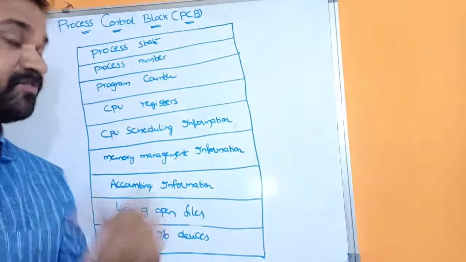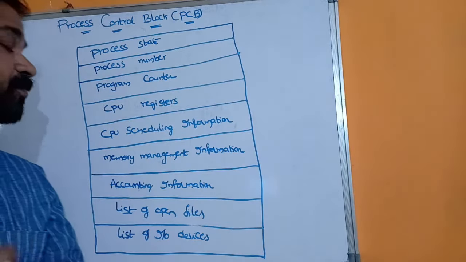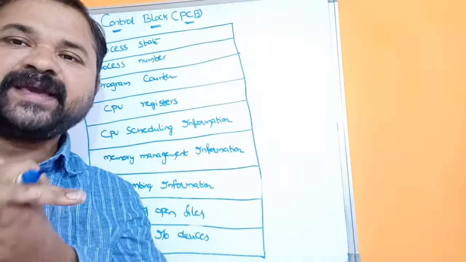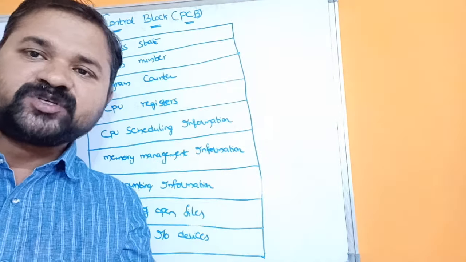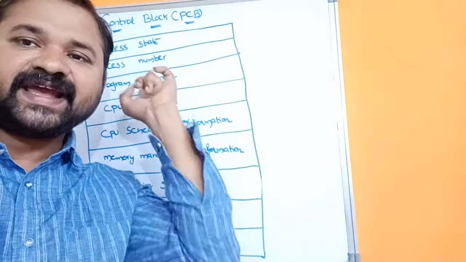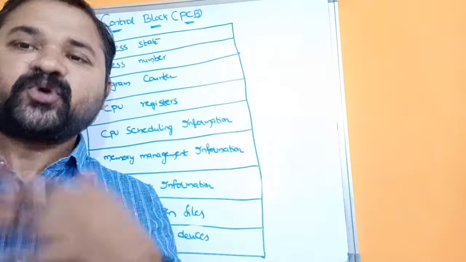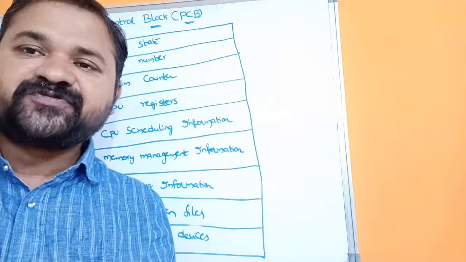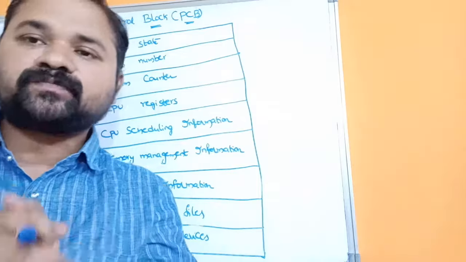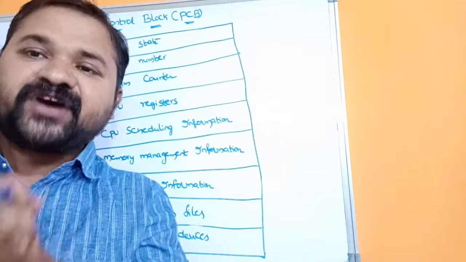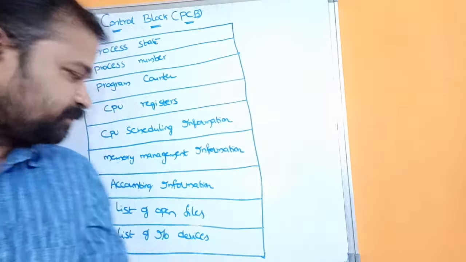In this video, we are going to discuss the process control block. In short, we can call it PCB. Every process is represented in the operating system with the help of a PCB, process control block. Every process has its own process control block. So the process control block specifies information about the process.